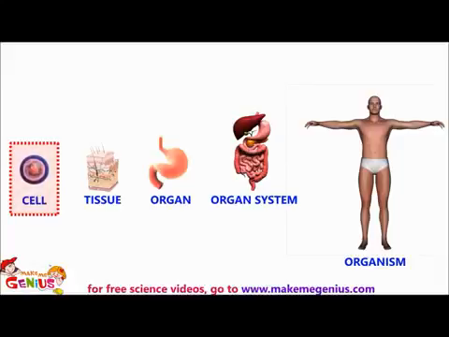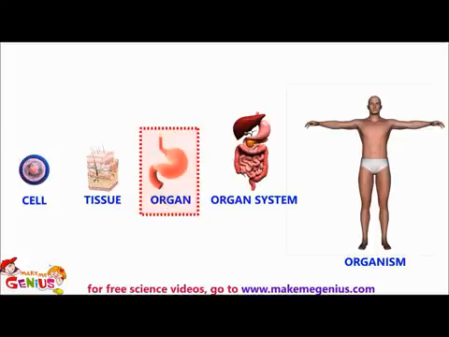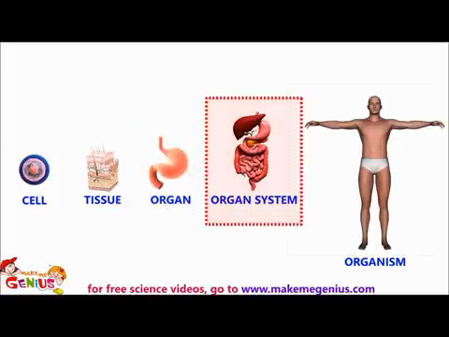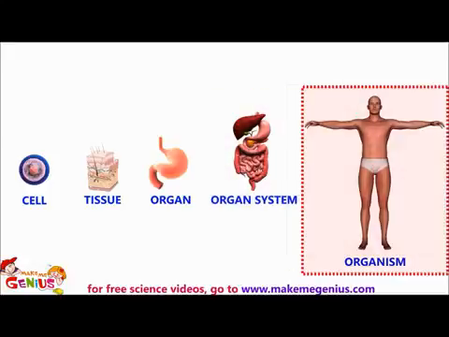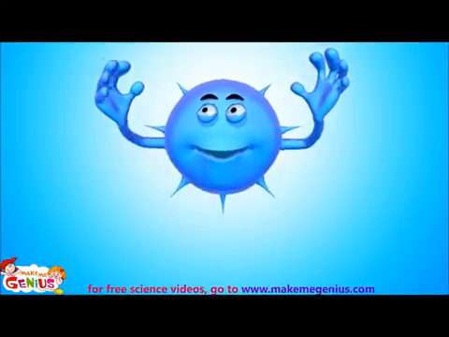Many of us join together to form a tissue. Then tissues join together to make an organ. After that, organs join together to form an organ system, and all organ systems combine together to form a body. So now you know that we are very important.